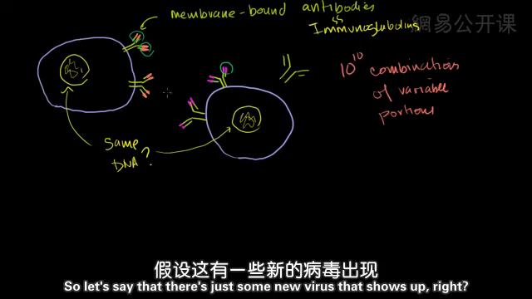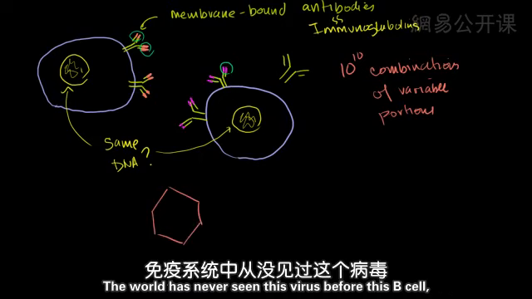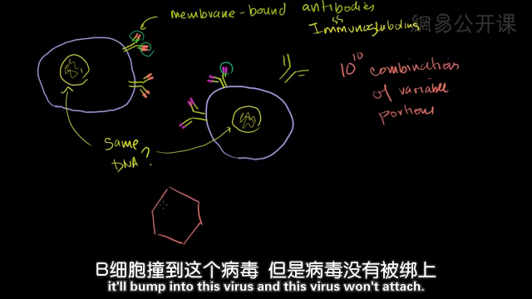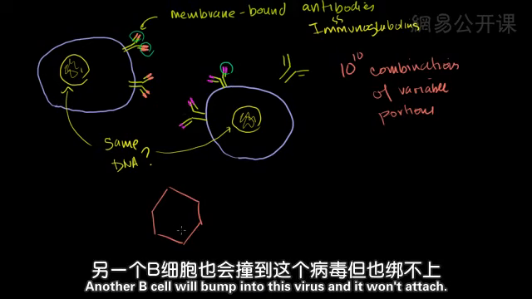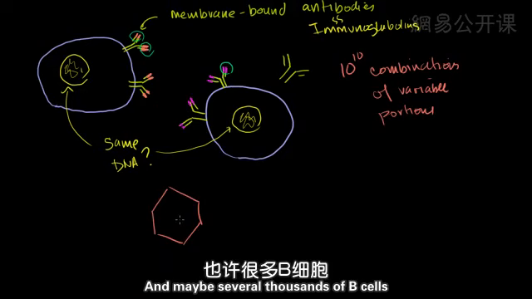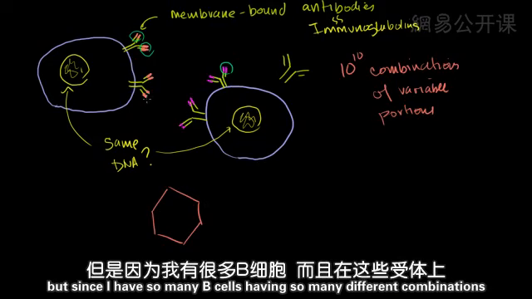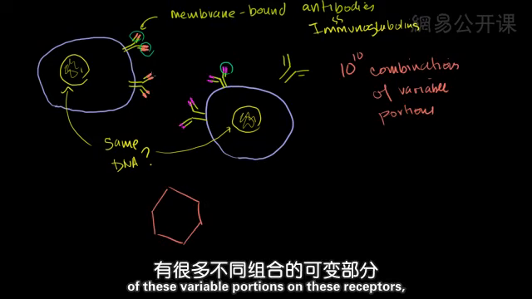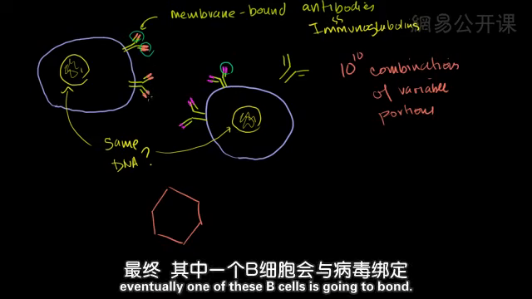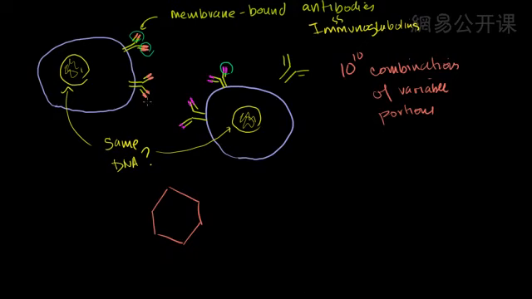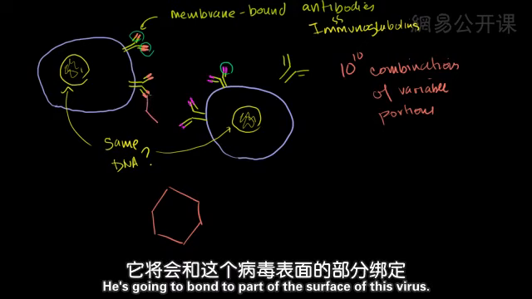Let's say there's just some new virus that shows up, right? The world has never seen this virus before. And this B cell, it'll bump into this virus, and this virus won't attach. And then another B cell will bump into this virus, and it won't attach. And maybe several thousands of B cells will bump into this virus, and it won't attach. But since I have so many B cells having so many different combinations of these variable portions on these receptors, eventually one of these B cells is going to bond. Maybe it's this one. Maybe it's this one. And he's going to bond to part of the surface of this virus.